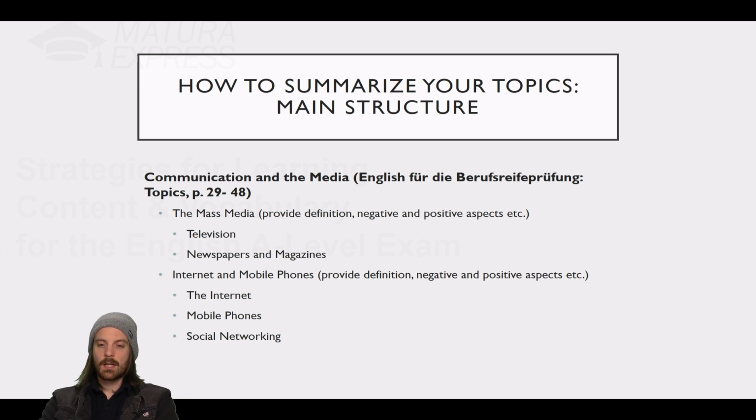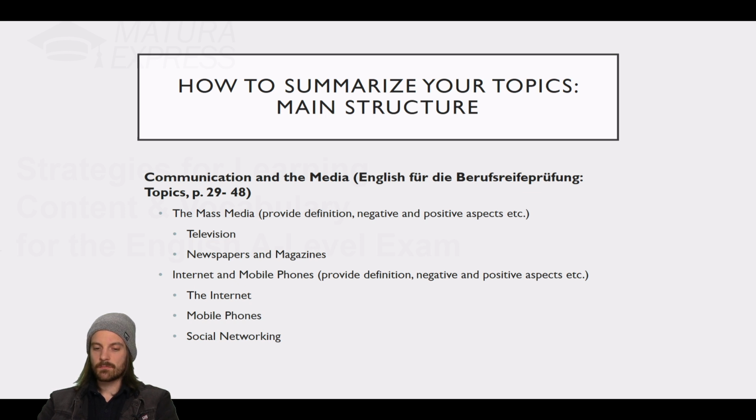So in this case, I've provided you the chapter Communication and Media, and the media in the book English, should be English, für die Berufsreifeprüfung. I know that book. In this case, we have some sort of a main structure. We have the mass media, which encompasses not only television, newspapers, and magazines, but you should also be able to provide a definition, negative and positive aspects of the mass media. So important.